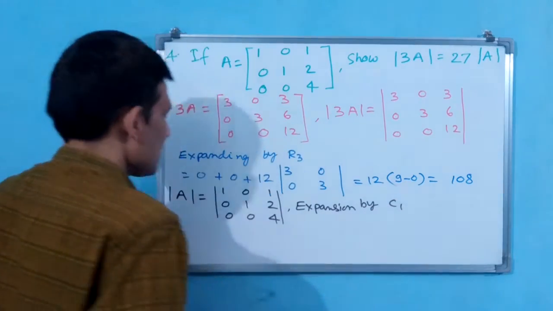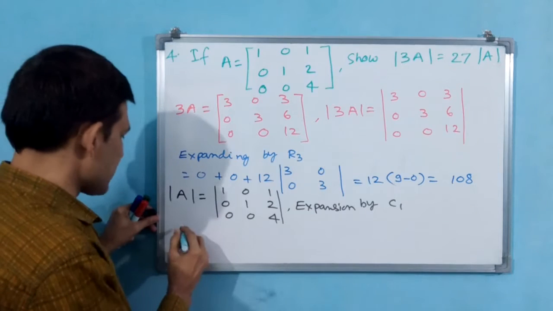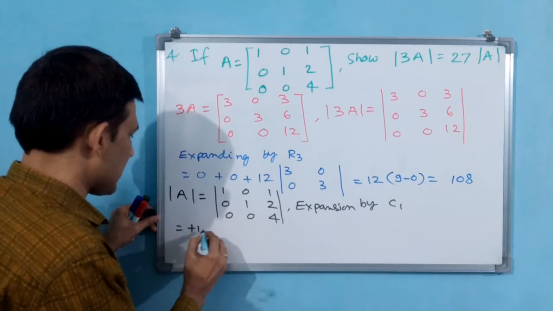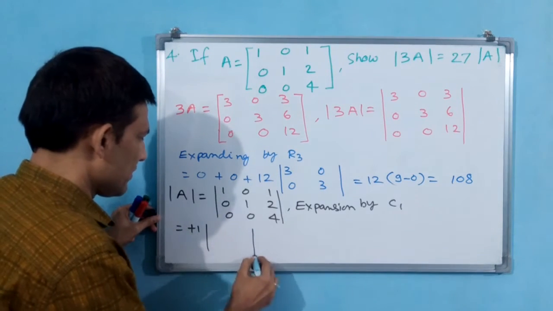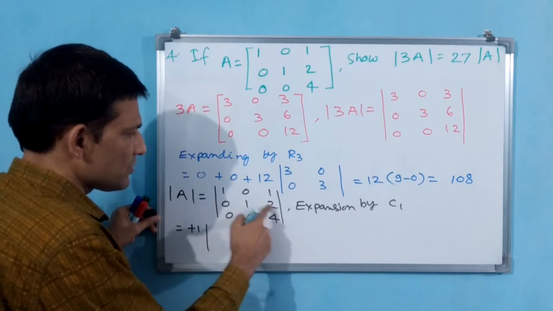Expansion by C1, column 1. I am expanding. See, column 1, if I expand, you see the first one is positive. That is equal to plus 1 determinant, plus 1 into determinant. Okay, first row, first column closed.